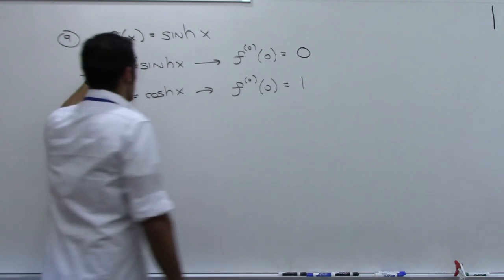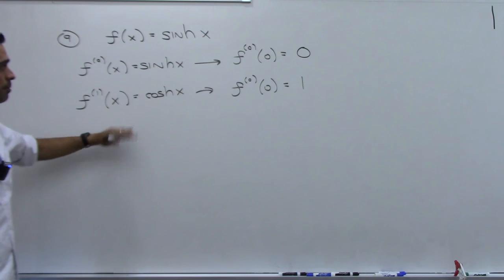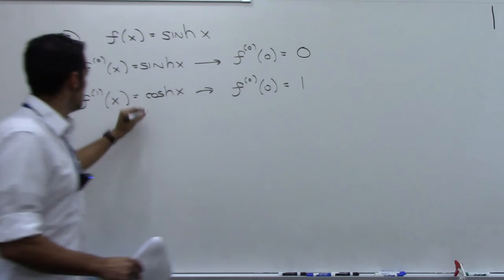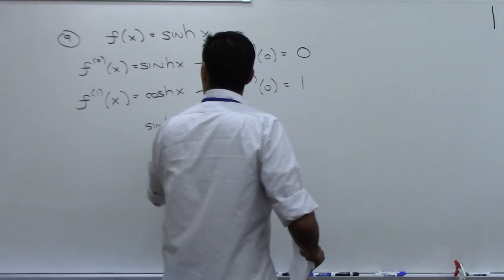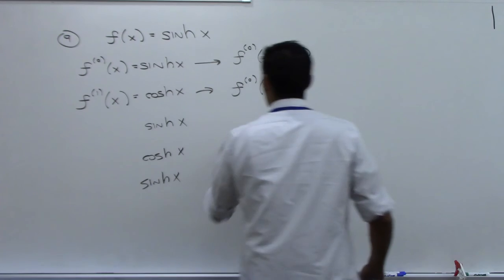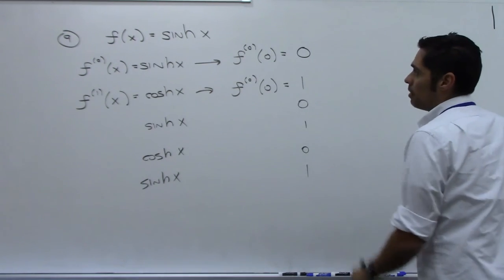The thing about sine hyperbolic and cosine hyperbolic is that the derivatives just keep on flipping back and forth from one another. They don't ever change signs. So the next derivative will be sine hyperbolic x, the next derivative cosine hyperbolic x, the next derivative sine hyperbolic x. And so what happens over here is you just get 0, 1, 0, 1, and you keep on going.